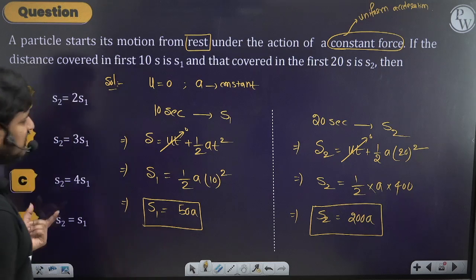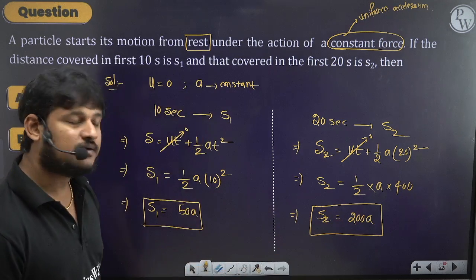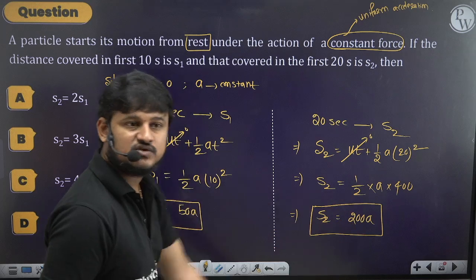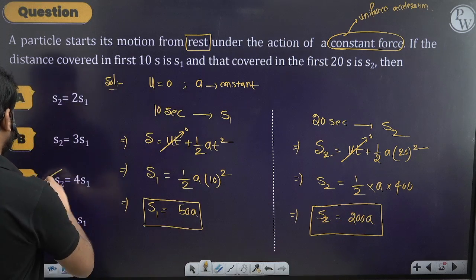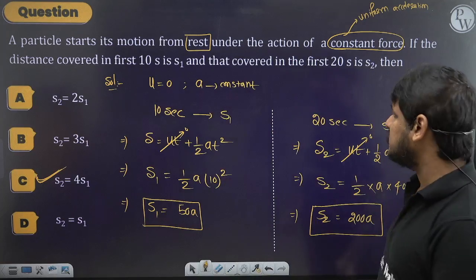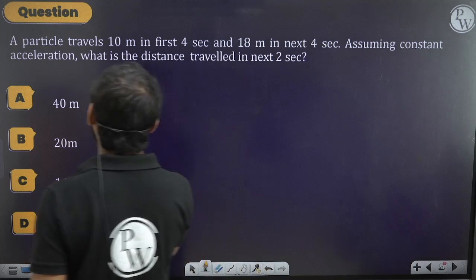So then what is the relation? I can see that s2 is equal to 4 times s1. Yes or no? 4 into 50 is 200. So s2 is equal to 4 times s1. Clear? Understood? Sure. So let's move further. Same type of question.